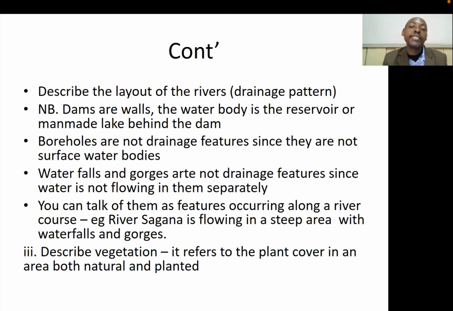Boreholes are not drainage features since they are not surface water bodies. Here, you refer to waterfalls, not boreholes. Waterfalls and gorges also are not drainage features since water is not flowing in them separately. They just occur along the river course. So you can talk of them just as features occurring along the channel. For instance, you can say River Sagana is flowing in a steep area with waterfalls and gorges along its course.